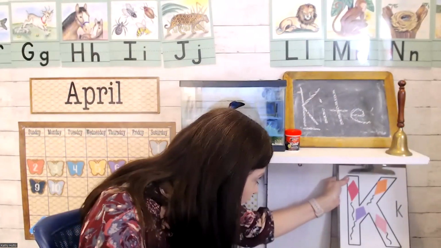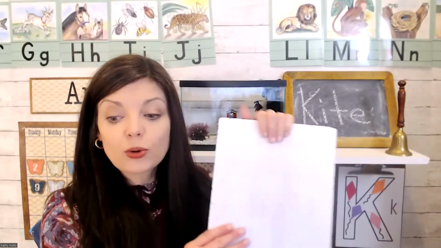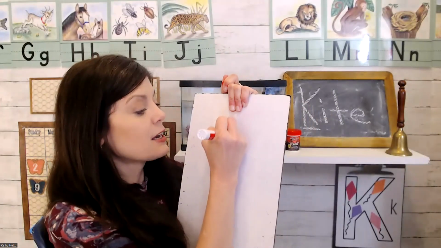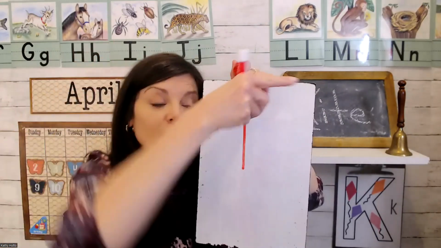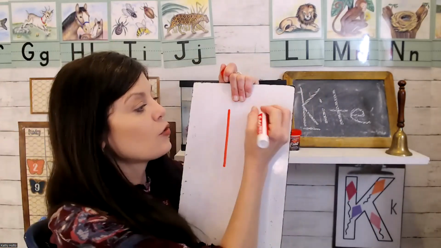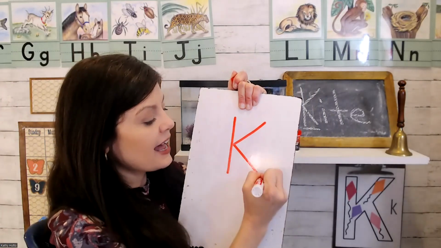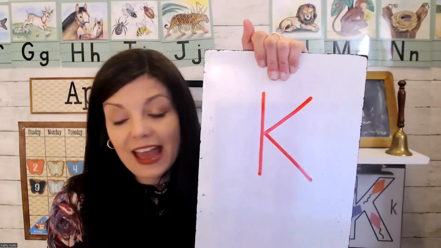Well, now that we can recognize and name the letter, we'll practice writing it. And I'm going to show you how. To make a letter K, all you have to do is make a number one. Then go back up to the top and over. Up and over. Slide to the middle and slide out. That's how you make a big letter K.